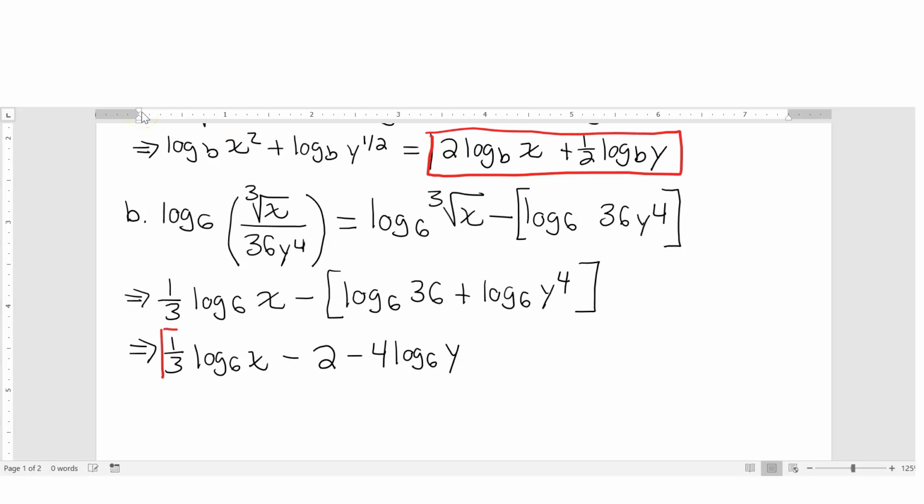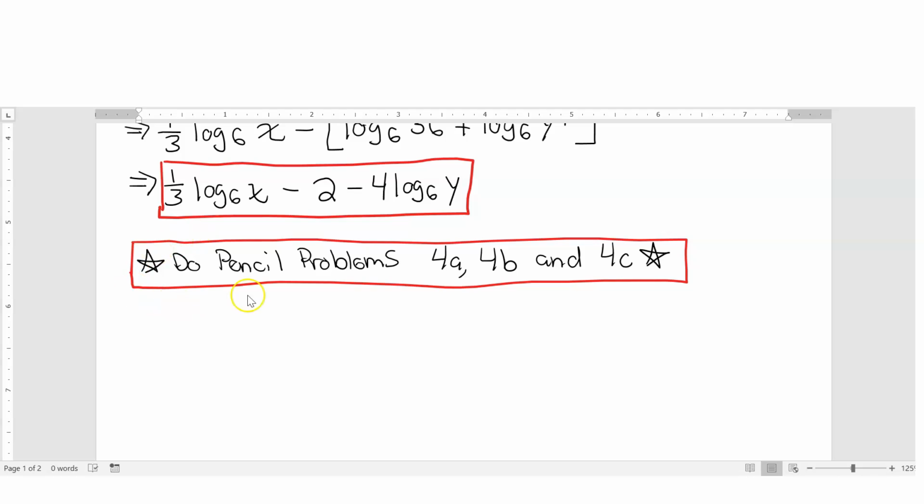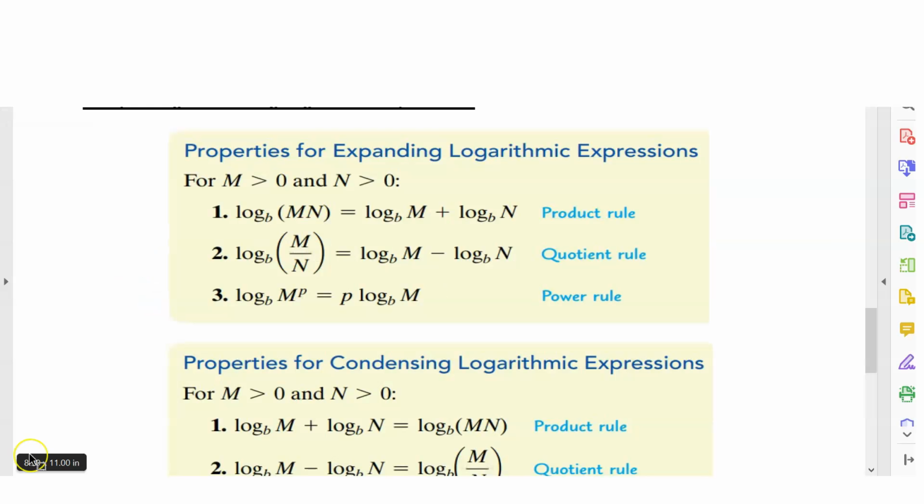So this will be your final answer. Notice how I used the grouping symbols to make sure that I captured this negative sign, which gets distributed over both terms as we use the product rule within those brackets. Now do pencil problems 4A, 4B, and 4C.